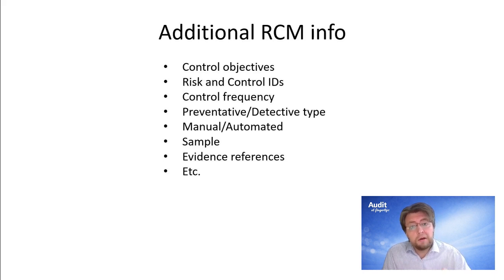Sampling, the control type, is it preventative or detective, or in some methodologies directive, whether it's manual or automated control. And you can also add a reference to the evidence used, etc. Everything which you might find useful, because it's not about one size fits all. It's about what information you require to let your reader easily understand what you've done during the audit.